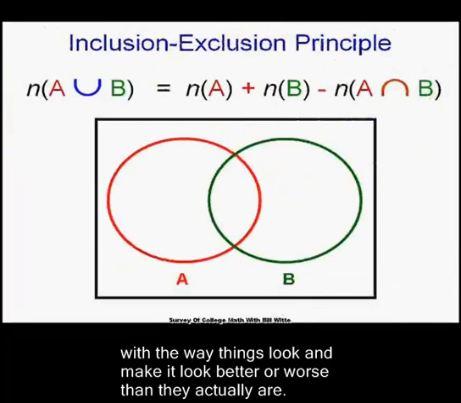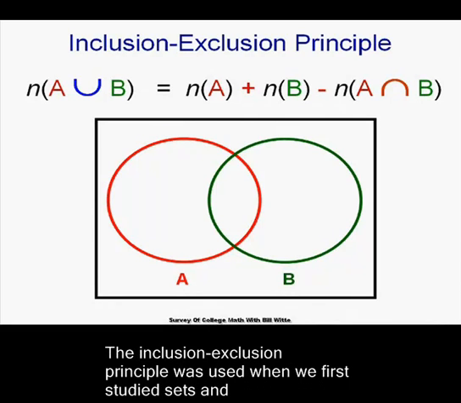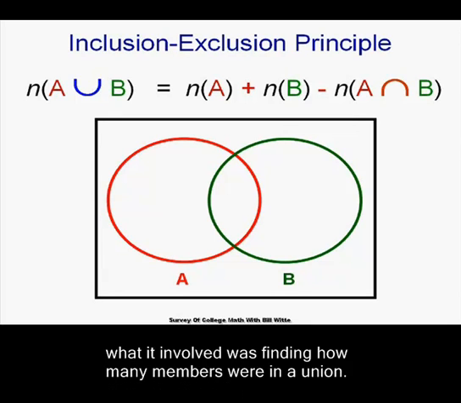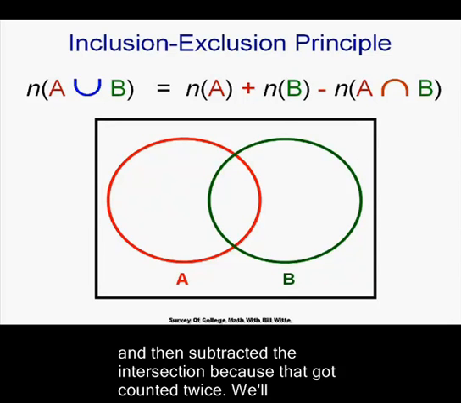Okay? A whole other principle I want you to look at. You remember this, hopefully. The Inclusion-Exclusion Principle was on our first test when we studied sets. What it involved was finding how many members were in a union. We added the number in one set to the number in another set and subtracted the intersection, because that got counted twice.